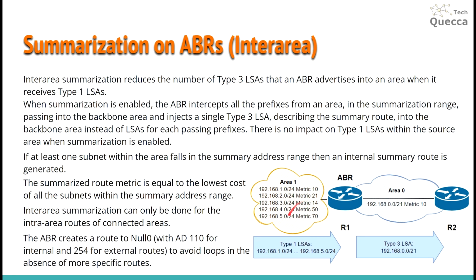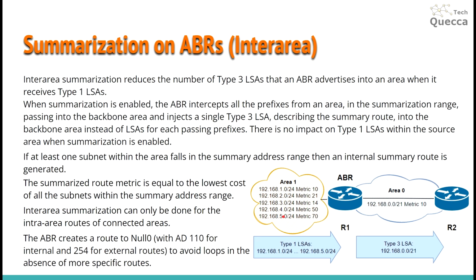If another network shows up, for example 192.168.60.0/24 with metric 5 within this summarized range in this area, then OSPF will choose that lowest metric. In that case, let's say metric 5 for the summary route. And inter-area summarization can only be done for the intra-area routes of connected areas. For this connected area, for these intra-area routes, summarization can only be done.